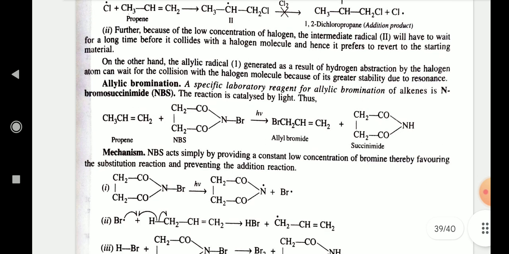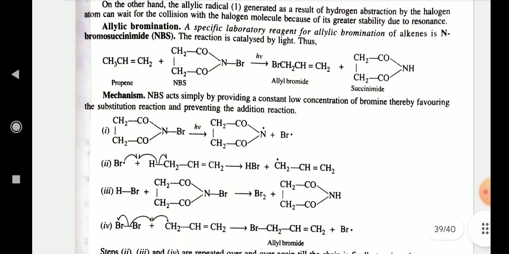Further, because of the low concentration of halogen, the intermediate radical will have to wait for a long time before it collides with a halogen molecule, and hence it prefers to revert to the starting material. On the other hand, the allylic radical generated as a result of hydrogen abstraction by the halogen atom can wait for the collision with the halogen molecule because of its greater stability due to resonance.